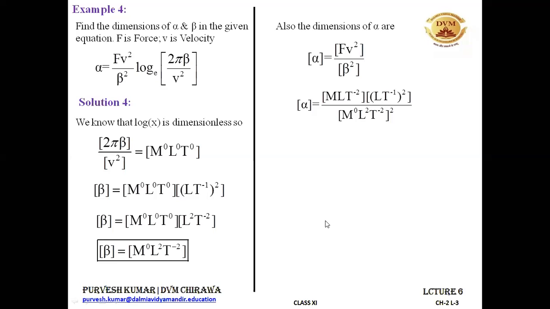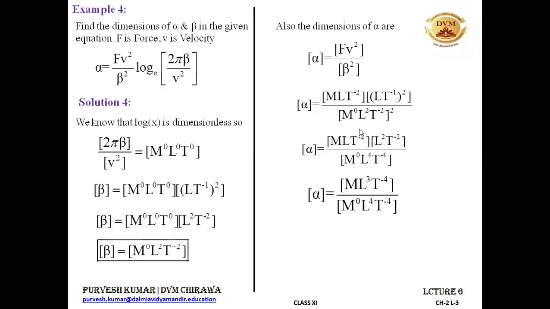Now solve it up. So it becomes like this. First, I have squared the lt minus 1, so it becomes l square t to the power minus 2, and in the denominator, when you square the complete m0 l2 t minus 2, you are left with m0 l4 t minus 4. All right. Now solve it up. In the numerator, we have l to the power 3, since l square multiplied by l is l to the power 3, and t to the power minus 2 from f and this t to the power minus 2 get added up, and you are left with t to the power minus 4. That t to the power minus 4 gets cancelled out with the t to the power minus 4 in the denominator, and you are left with this.